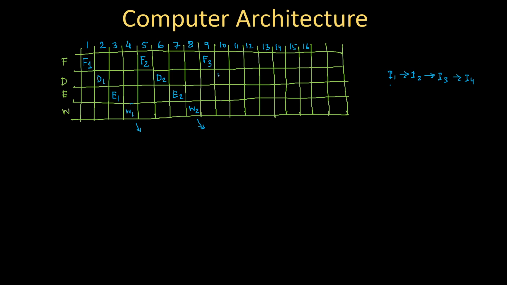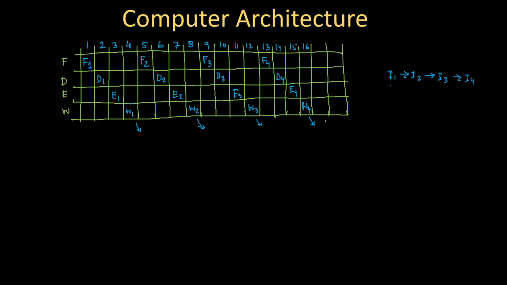And I hope now you can easily realize the pattern from this example. So W3, and it will come out from the pipe, and then again say from 13th clock cycle F4 will start, then D4, and then E4, and then in the 16th it will be W4, right, and it will come out from the pipe.